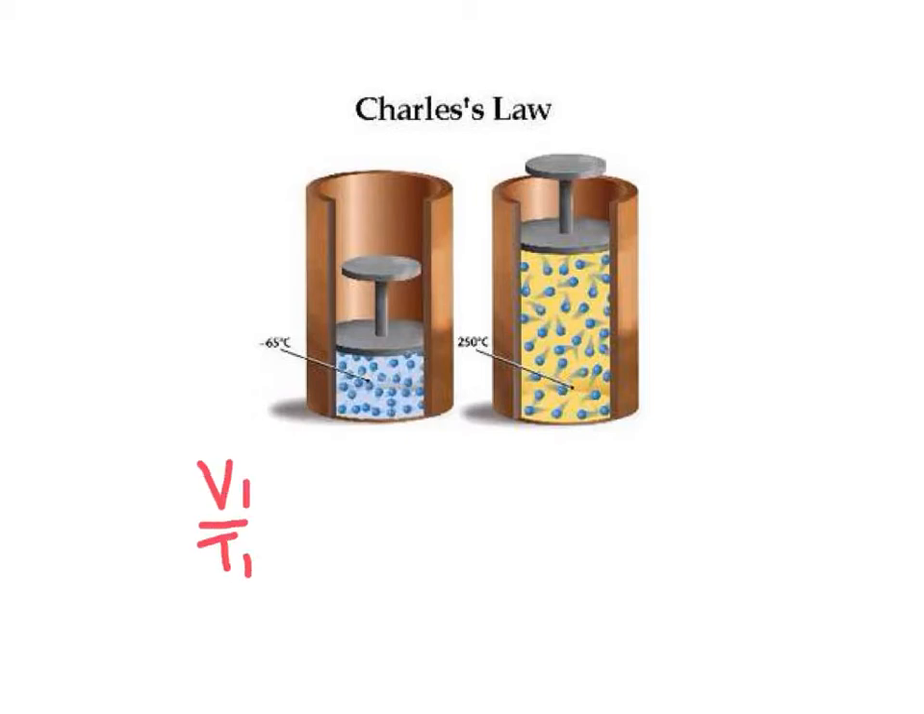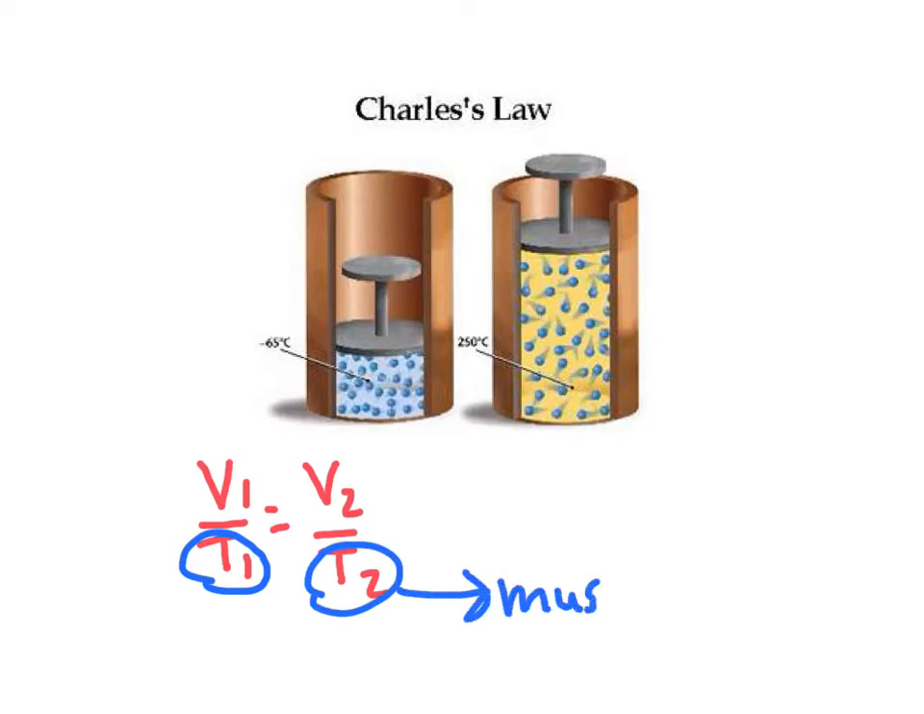V1 over T1 equals V2 over T2. Now, the important part of this is that these temperatures right here must be in Kelvin. And Kelvin, remember, is Celsius plus 273. This Kelvin right here is degrees Celsius plus 273. So if you're given a temperature in degrees Celsius for gas laws, always change it to Kelvin by adding 273.